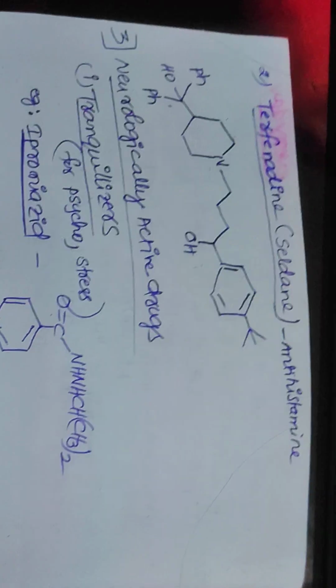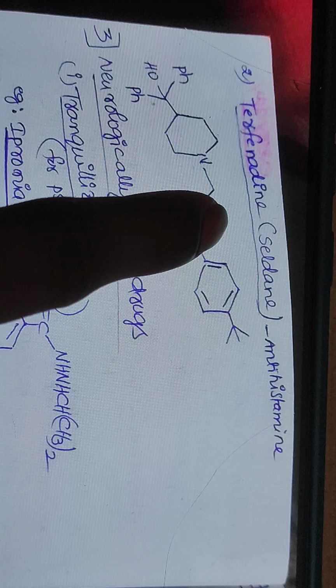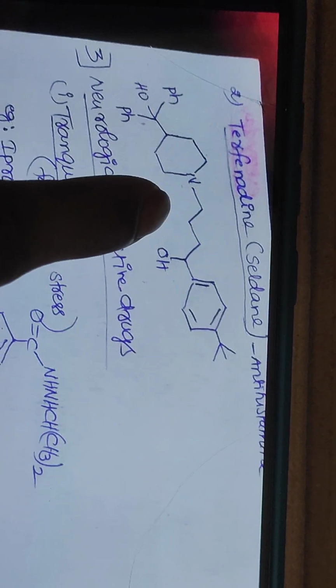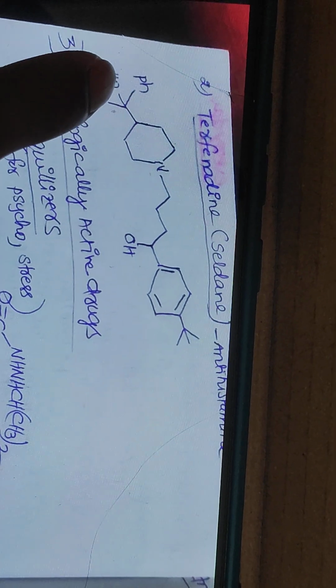Next, bromopheniramine, dimetapp. This is an example for antihistamine. Okay, understood? Next one, terfenadine, also known as Seldane. It will act as an antihistamine. This is the structure for terfenadine, with OH and Ph, OH.